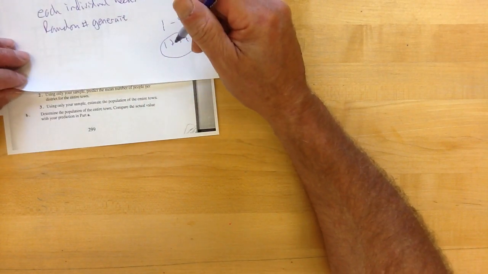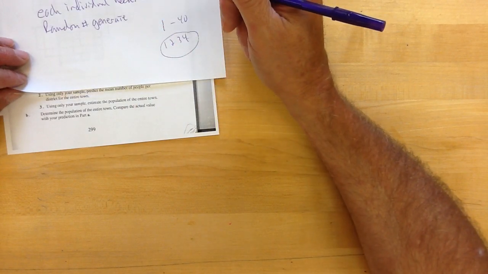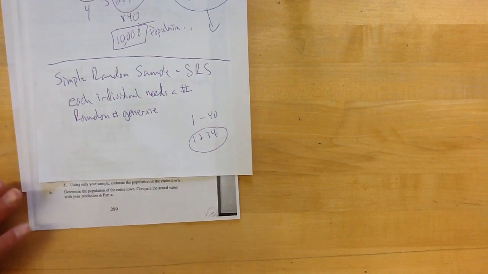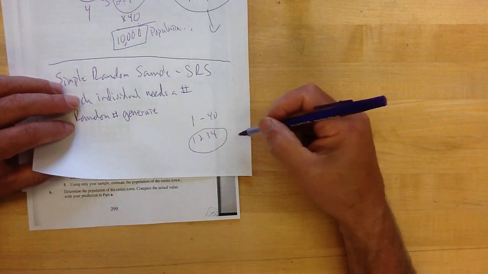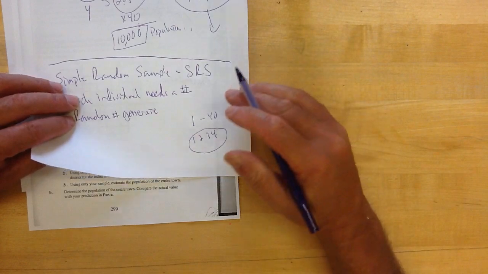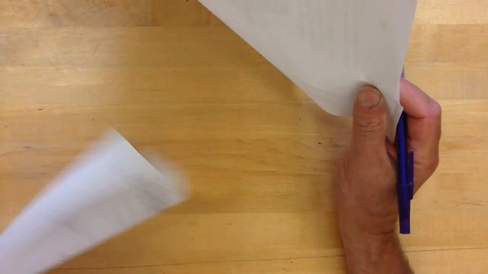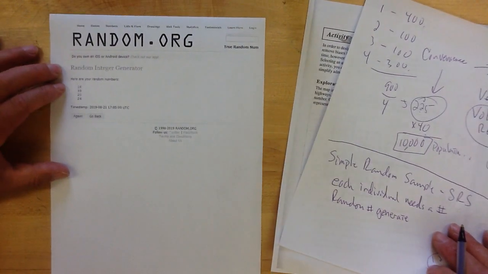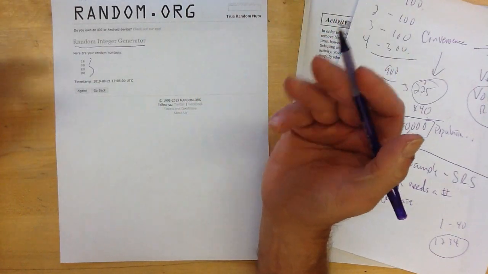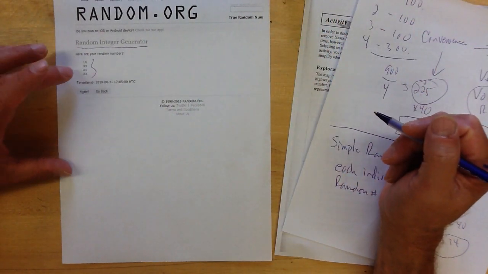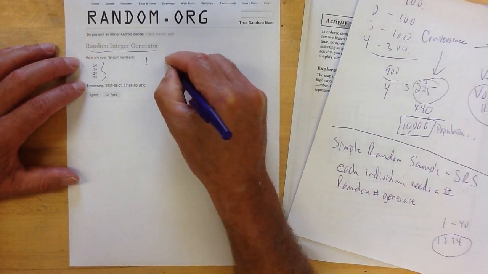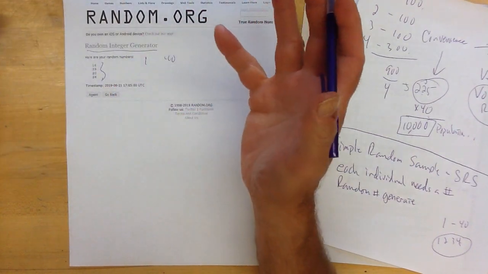Your graphing calculators, if you have one, have a random number generator you can use. There's also the website random.org. I used the random.org website to generate 4 random numbers. I selected the random integer generation, and if you can't figure that out, I can certainly show you how to do that. I said I want to pick 4 numbers from 1 to 40, and it generated these 4 numbers. These are randomly selected.